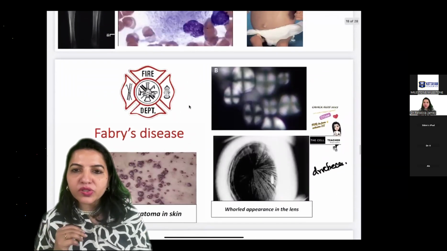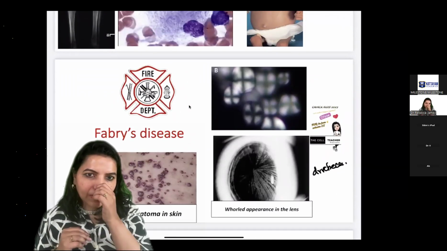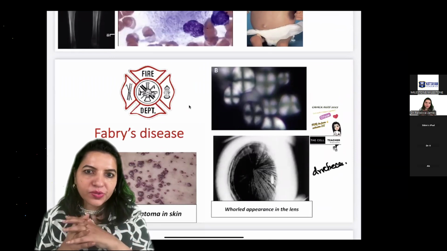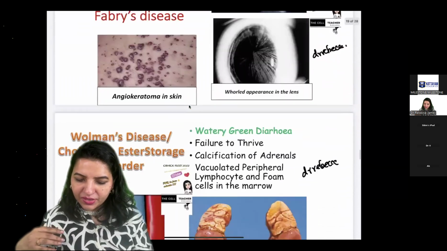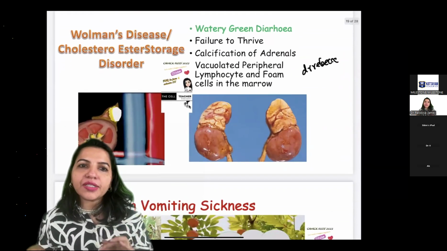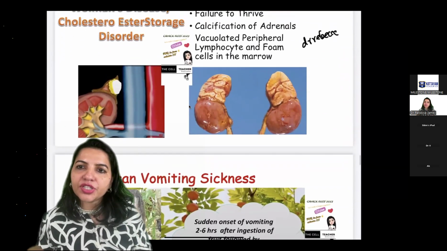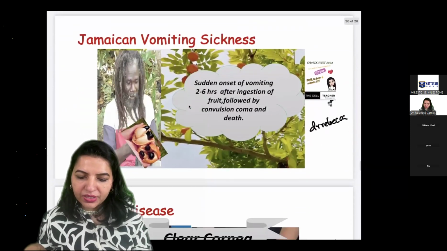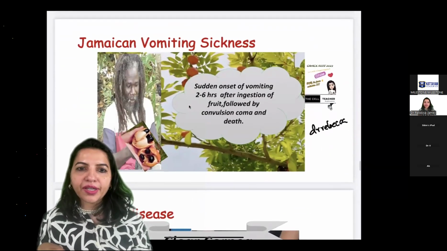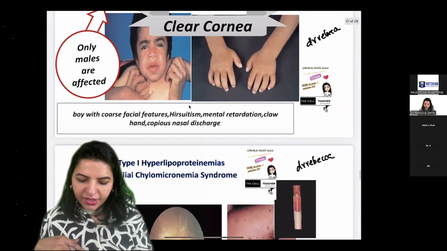So what is this cross? What is this cross? Maltese cross. Okay. What is that? Calcification of adrenals. It is Wolman's. This is the ackee fruit, okay? Ackee fruit. Hunter disease.